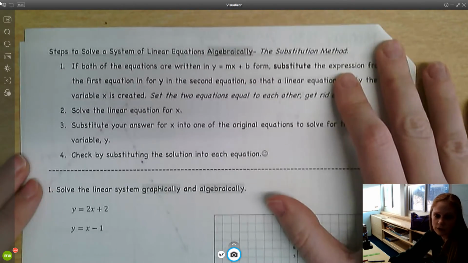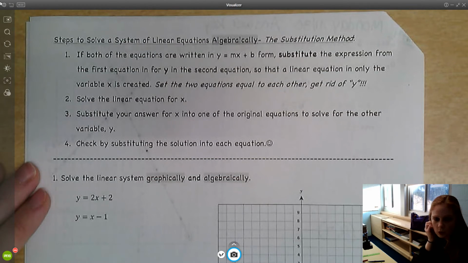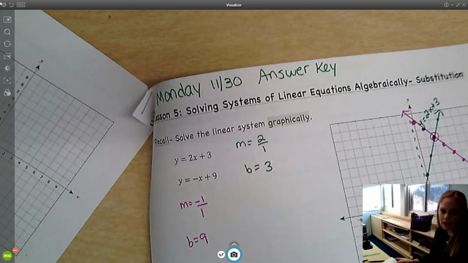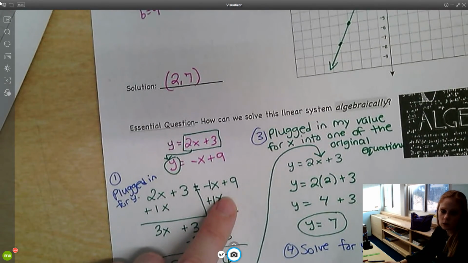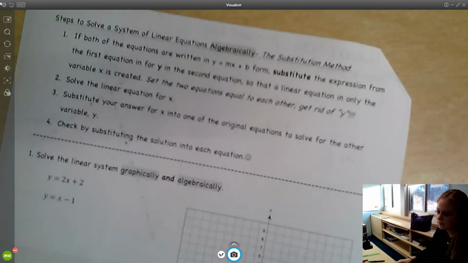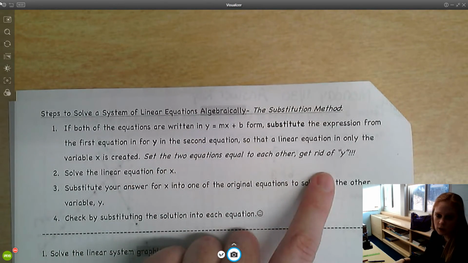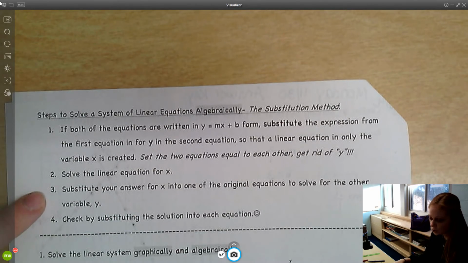If both of the equations are written in y equals mx plus b form, which they were, we substitute the expression from the first equation in for y in the second equation so that a linear equation with only the variable x is created. So when we did that and we plugged in, we then had all x's to work with. We plugged in for y in terms of x, so then we could solve for x. Basically, we set the two equations equal to each other to get rid of the y. So everything was in terms of x. We solved for x.